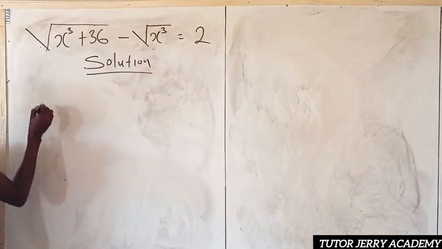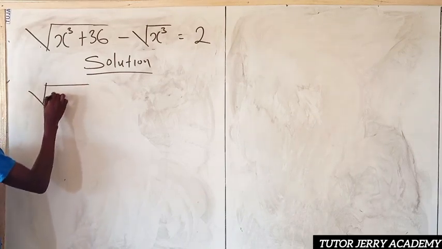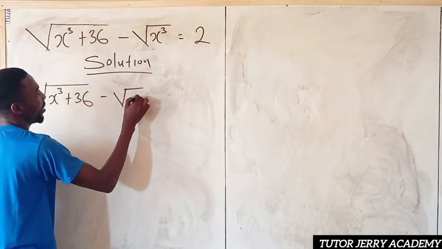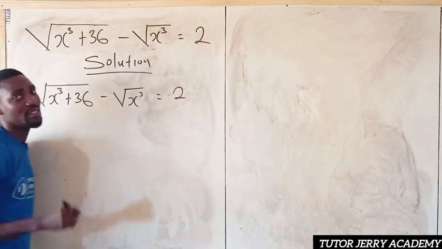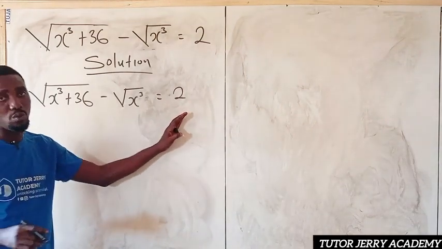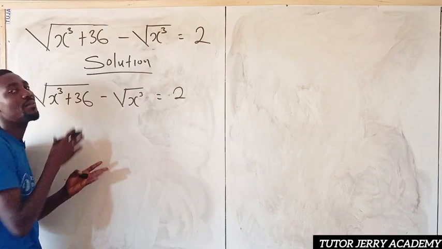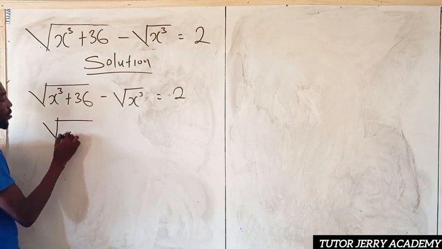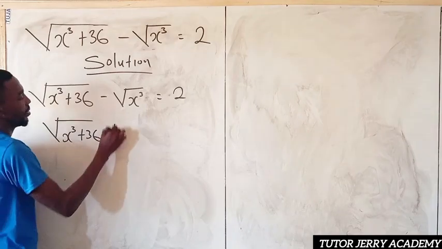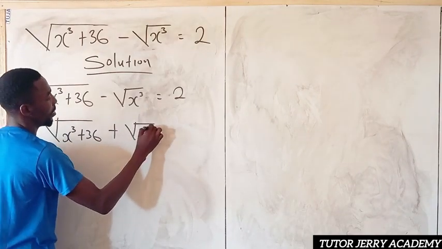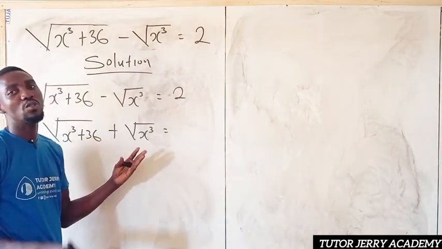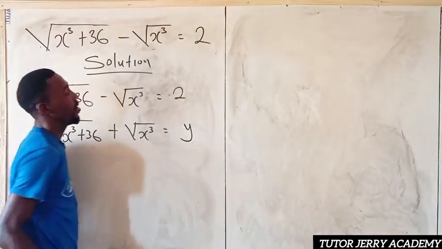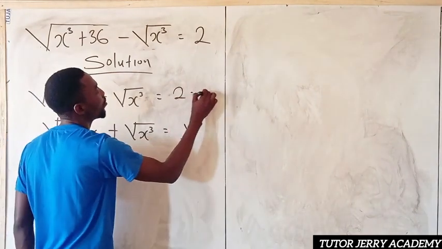Now the question says the square root of s to the power of 3 plus 36 minus the square root of s to the power of 3 equals 2. Now what if we take the positive sign of this? The square root of s to the power of 3 plus 36 plus the square root of s to the power of 3, let's equate this to an unknown, because we don't know what the summation is going to give us. Let's say y.